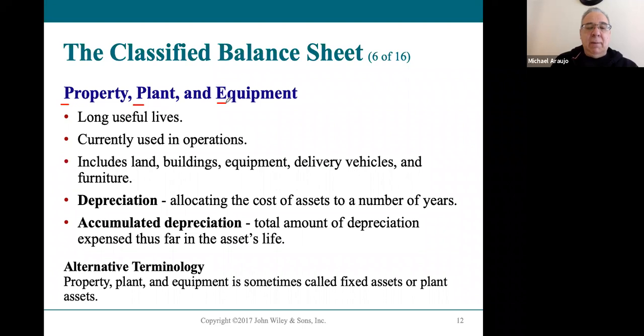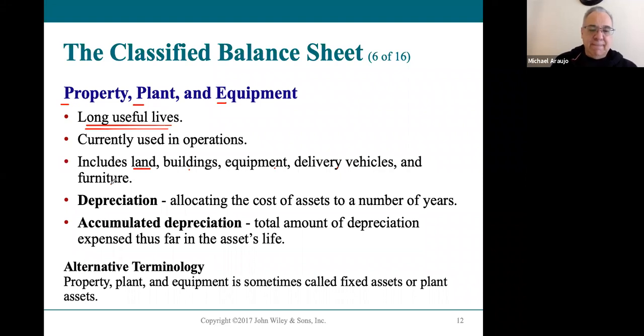Okay. And again, they have a physical quality and they have very long lives. In other words, the company's going to be using them for a long time. What's a long time? What's a long term? Over a year. Okay. Land is indefinite. You can use land indefinitely. However, everything else is going to have what's called a useful life. You're only going to be using it for so long before you need to repair it, replace it, or things like this.